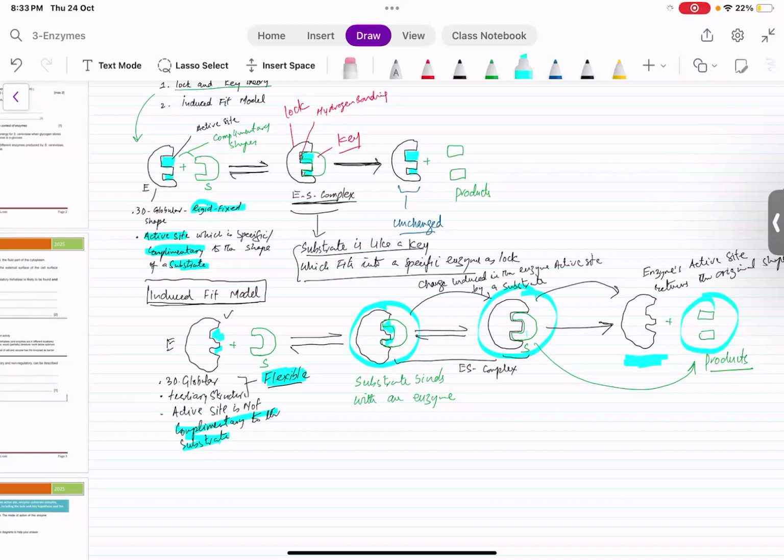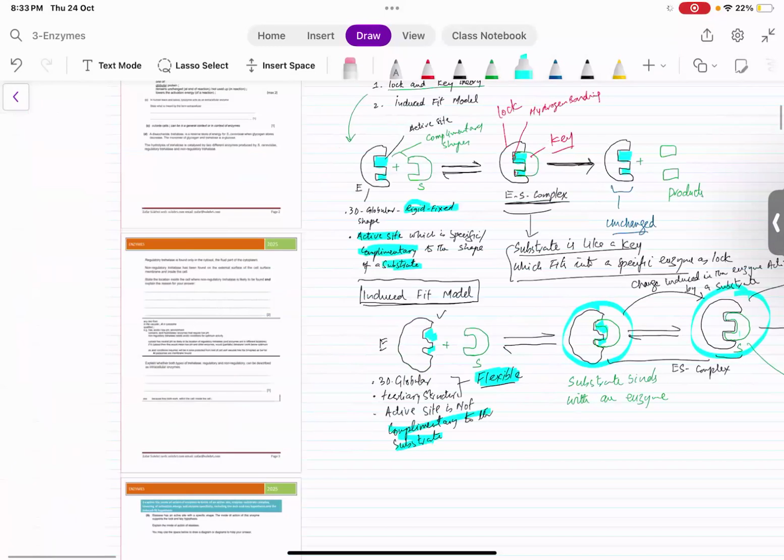So that's about both these theories proposed to describe the model of enzyme action. So let's see some questions on it, and then we'll move on to the next topic.